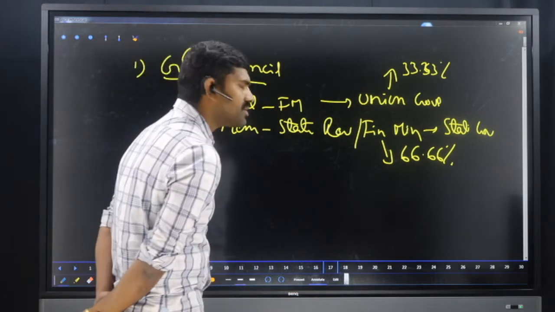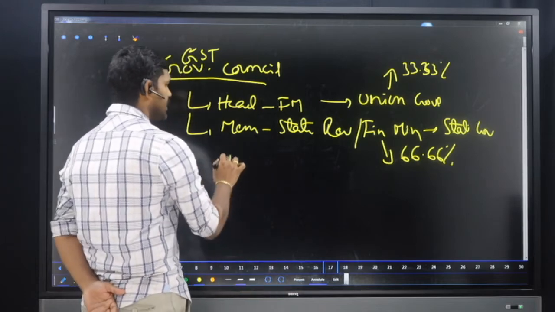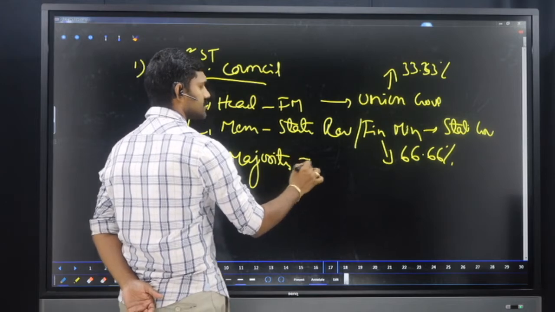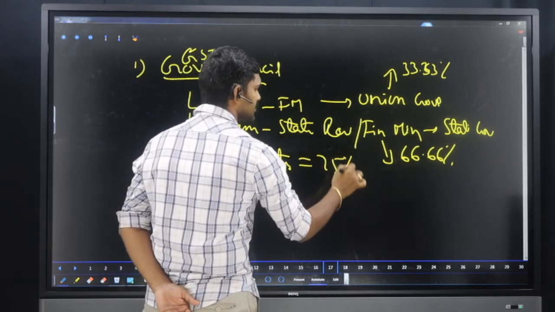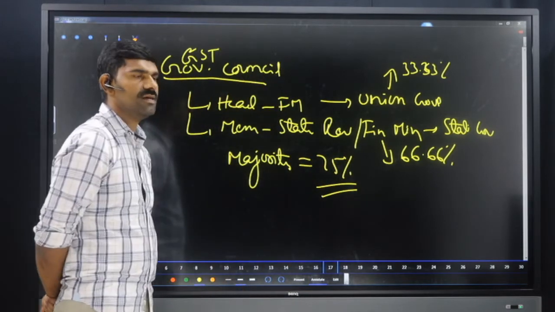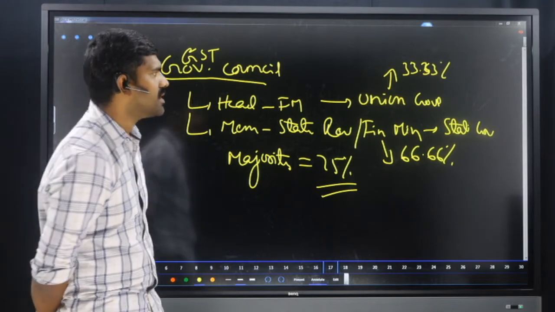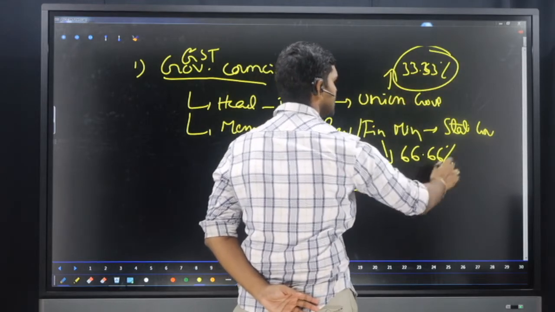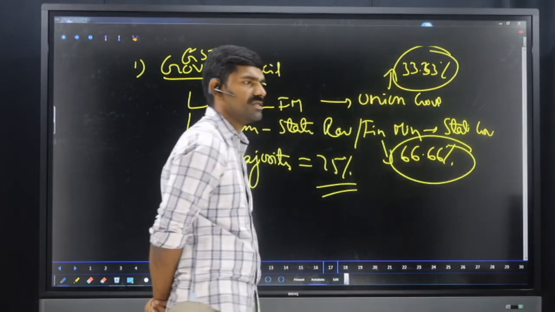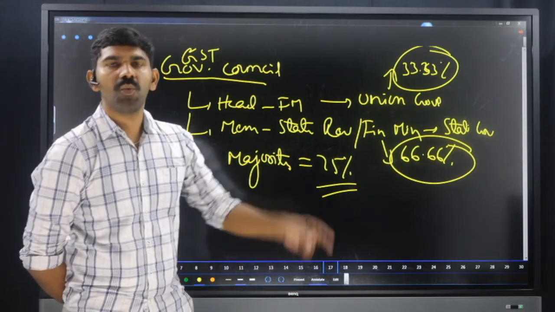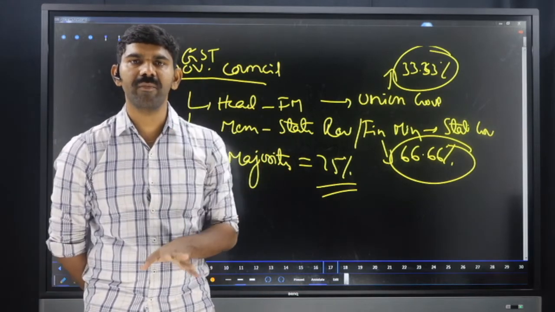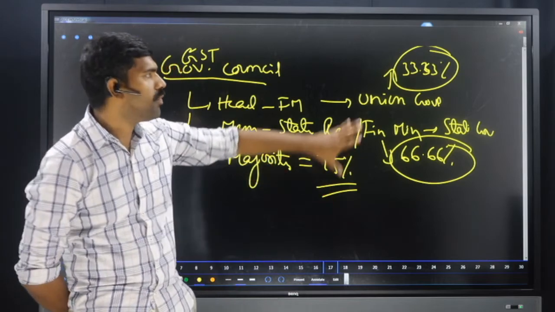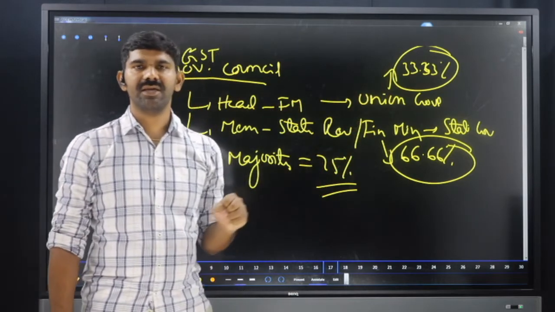Now, if they have to take any decision, the majority required is 75 percentage. What does that mean? You can clearly see the union government has only 33.33 percentage, and state governments have 66.66 percentage. To take any decision, only the union government's or only the state governments' consent will not be sufficient. Both of them together will have to make the choice.